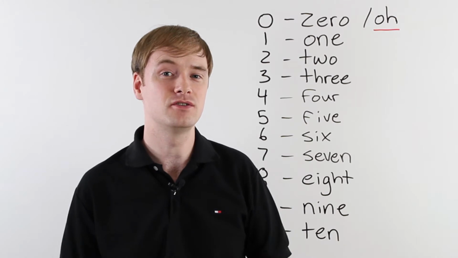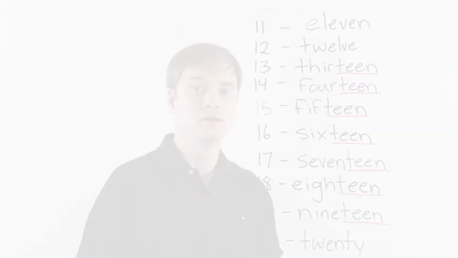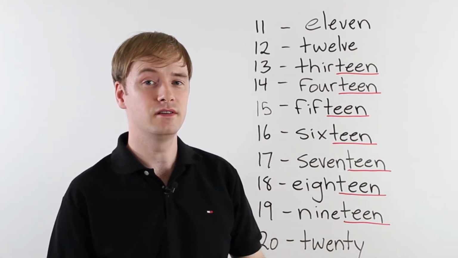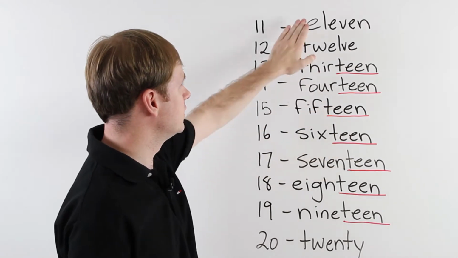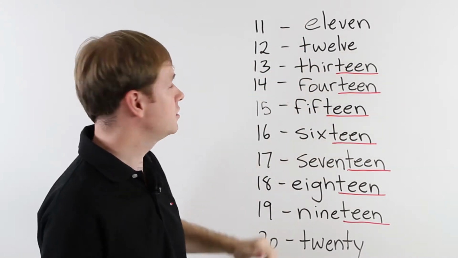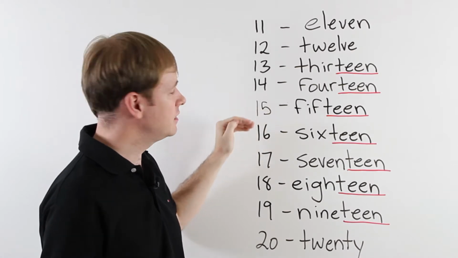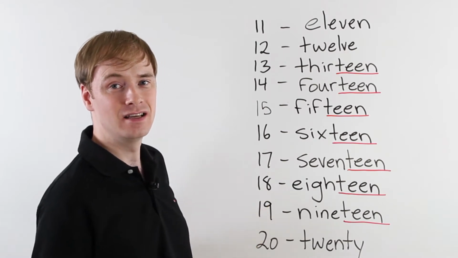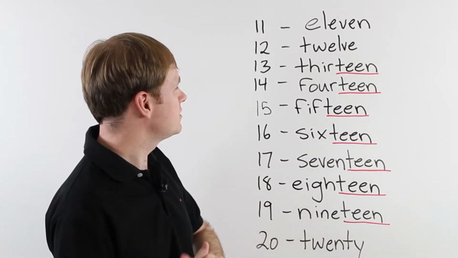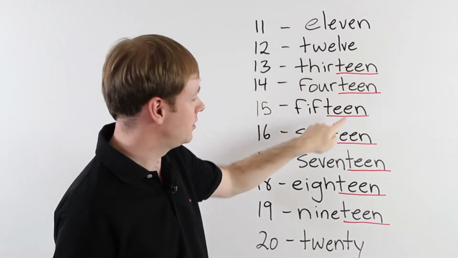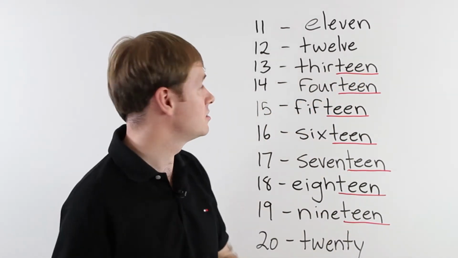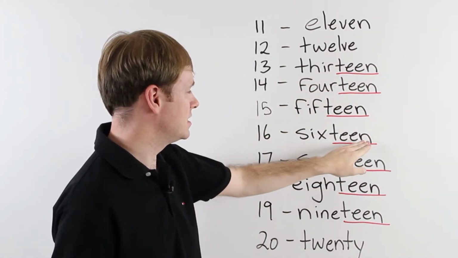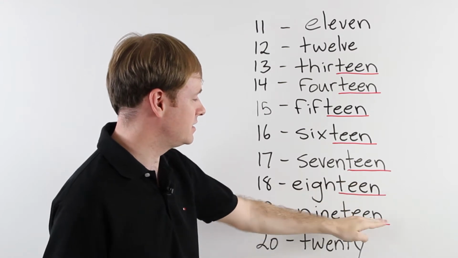Okay, let's move on to the next set of numbers. Okay, let's continue on with our numbers. I have the next set here, 11 until 20. All right, so 11, 12, 13, 14, 15, 16, 17, 18, 19, and 20. Now, as you can see, I put the red line here on these ones because these are the teens, okay? 13, 14, 15, 16, 17, 18, 19, all right?